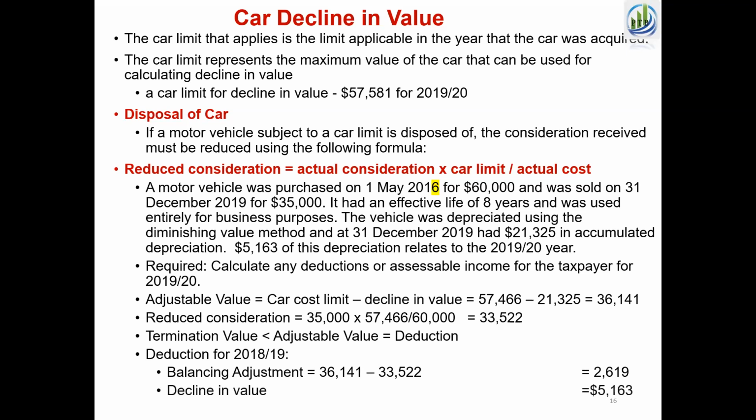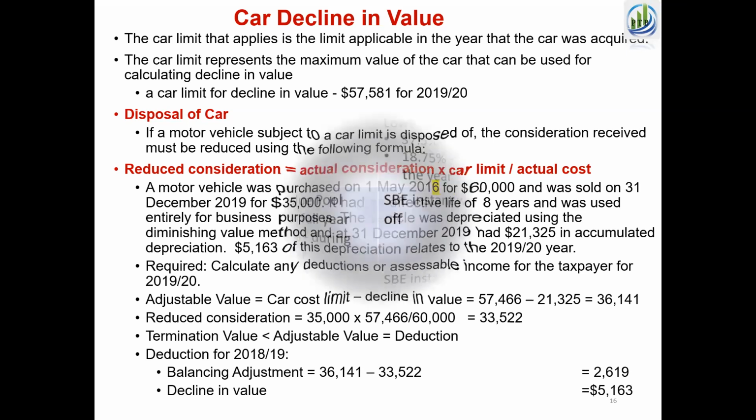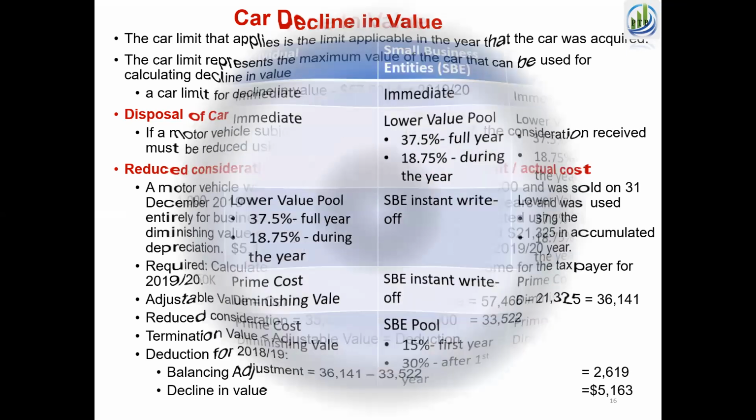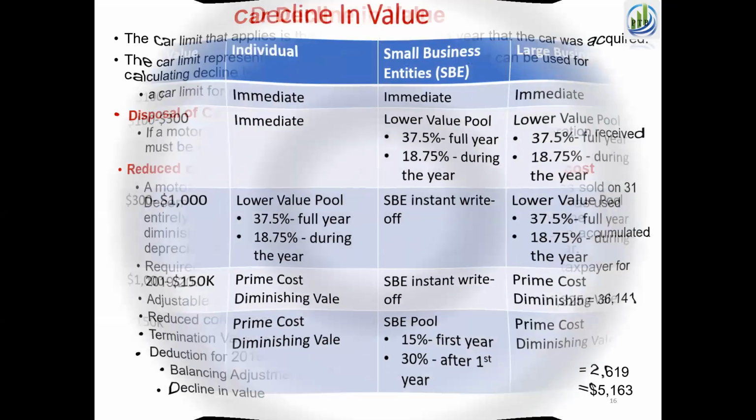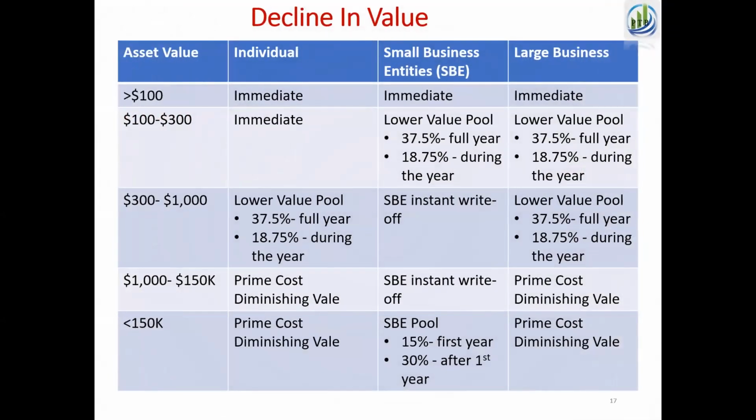2,619. But you can deduct your declining value 5,160 as well. Now I come back to a summary page here. Asset value, individual taxpayer, small business entity, right? Small business entity or large businesses, right? So I will do a quick change in the slide to make sure we are on the right track.